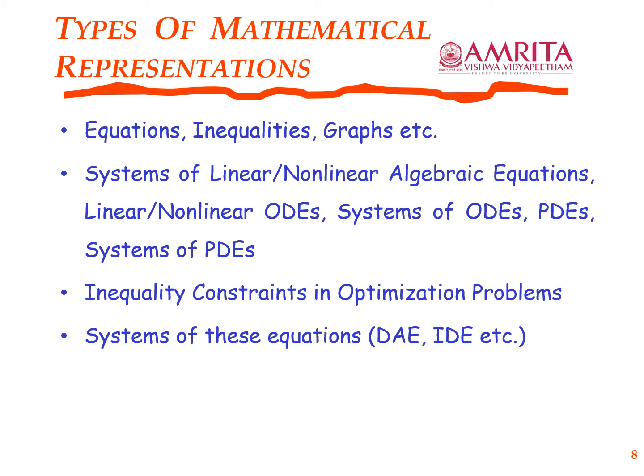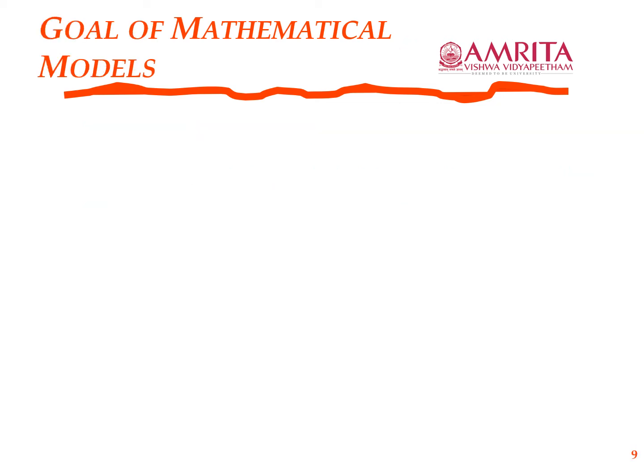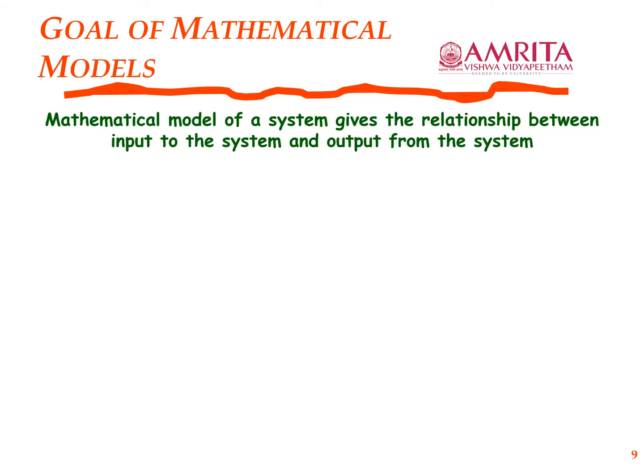You can have some equations that are differential equations and some equations that are integral equations, and therefore you can have integro-differential equations. But given all of these equations, what is the goal of a mathematical model? What is the ultimate purpose of writing mathematical models? The purpose of a mathematical model is to establish a relationship between the inputs to the system and the outputs from the system. This could be singular or plural, doesn't matter, inputs, outputs, right?